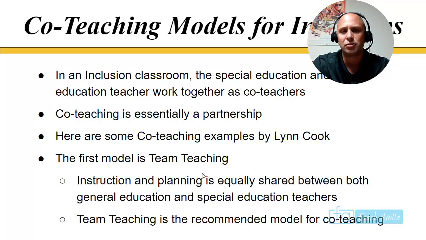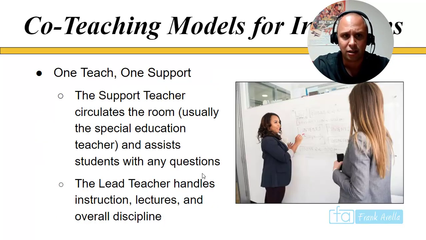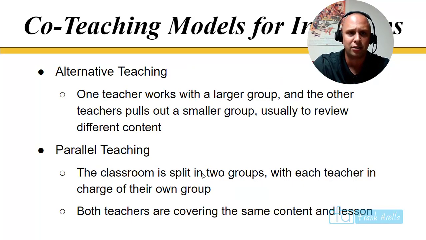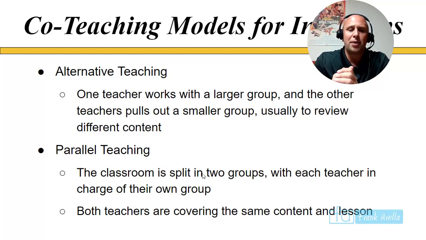And the first model is team teaching. Instruction and planning is equally shared. That's the best one. It's recommended for co-teaching. One teach, one support: the support teacher circulates the room and assists students with questions, and the lead teacher handles instruction, lectures, discipline, etc. Alternative teaching: one teacher works with a large group, and the other teacher pulls out a smaller group, usually to review different content. So that's alternative. And parallel is kind of cool.